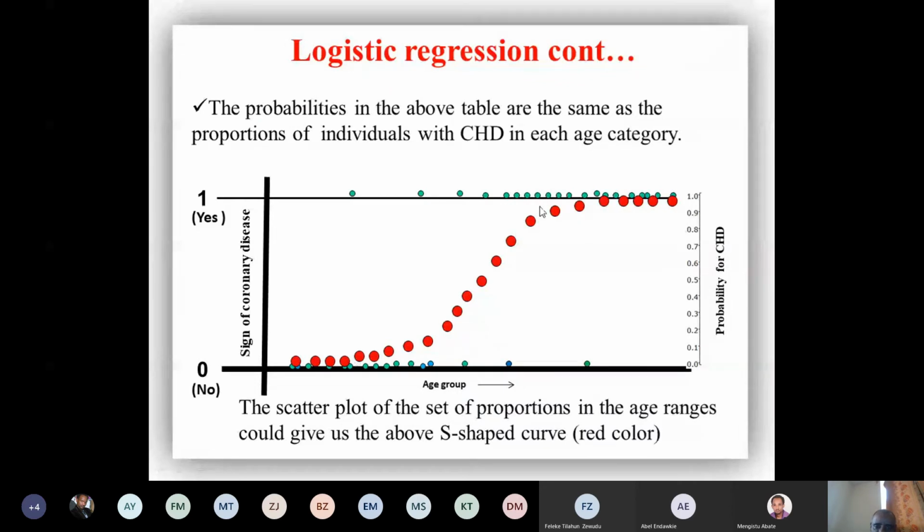You will get such an S-shaped curve. That means the probability, which ranges from 0 to 1, will have such a pattern, which is an S-shaped curve. So can we fit a linear regression to such an S-shaped scatter plot? This is a question that must be answered. Can we fit linear regression to such an S-shaped curve?